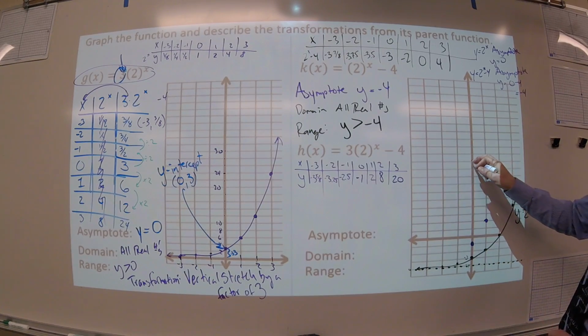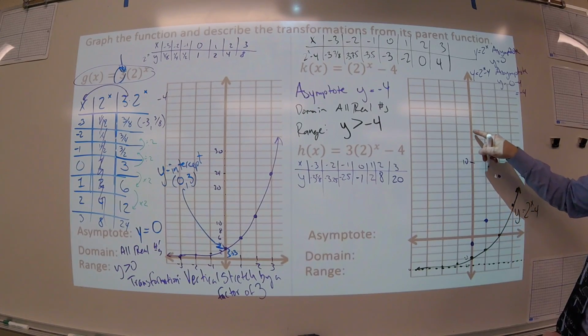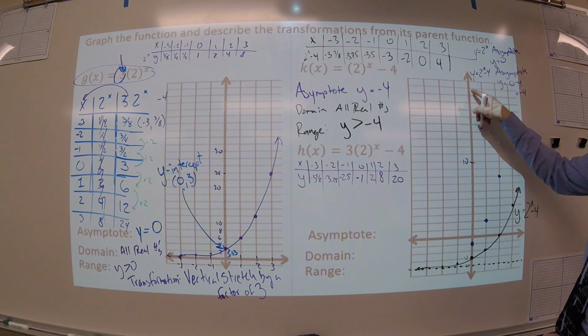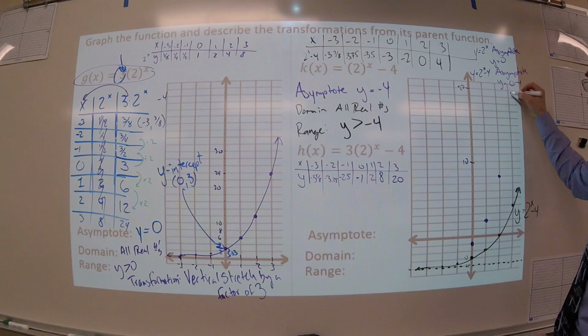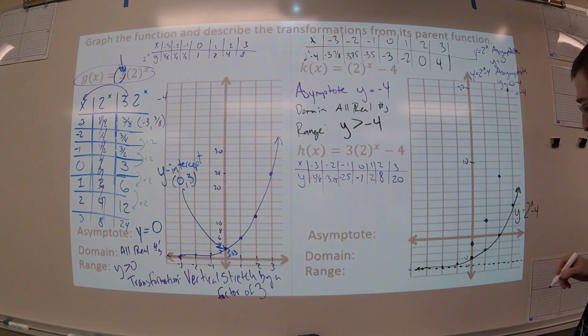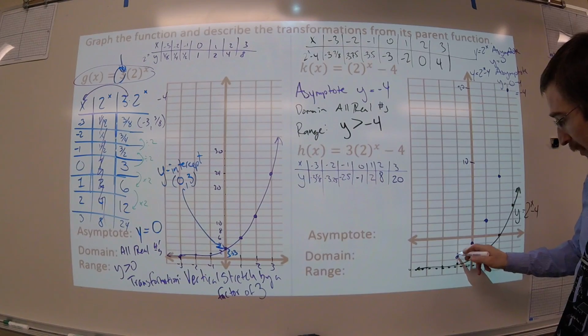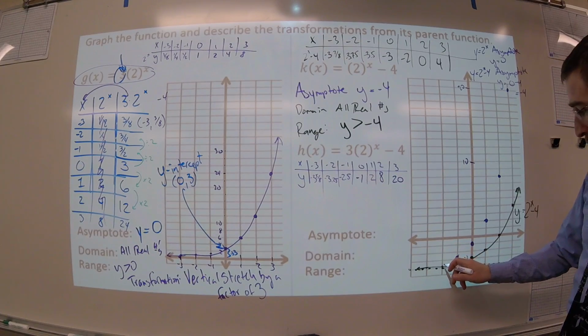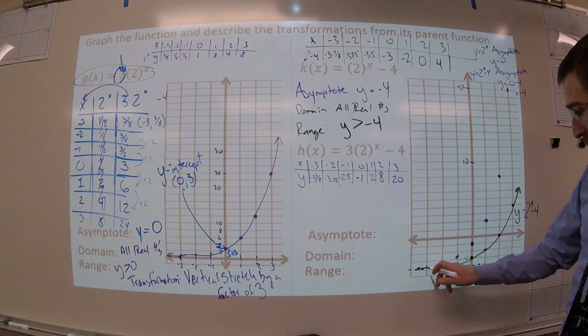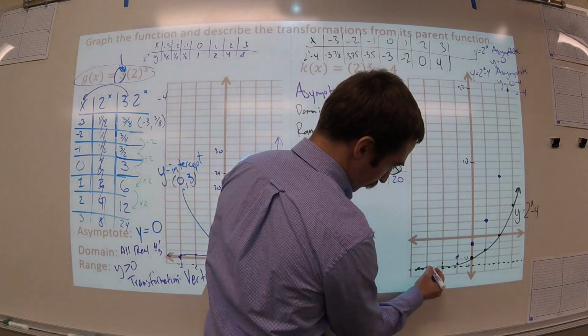So it's 8, 9, 10. 1, 2, 3, 4, 5, 6, 7, 8, 9, 10. Wonderful. 20. There it is, 3, 20. And then going the other way, negative 2.5 right there. Negative 3.25 about there. And there.